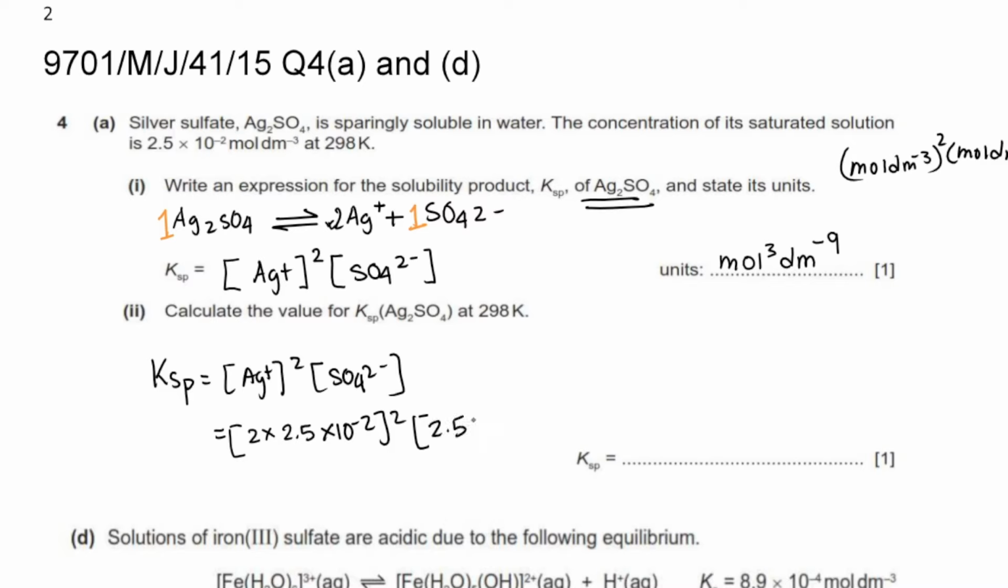We can just write 2.5 times 10 to the power minus 2, and we will get 6.25 times 10 to the power minus 5 as our solubility product. So let's just write here 6.25 times 10 to the power minus 5, mole to the power 3 dm to the power minus 9.